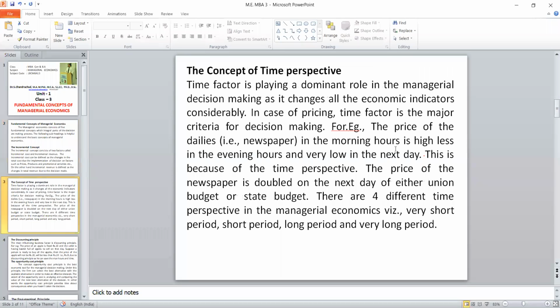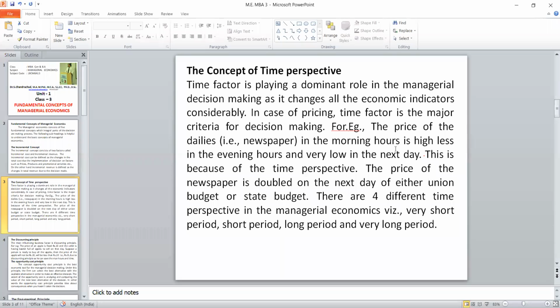Then coming to the second one, the concept of time perspective, because time plays a dominant role in a business. What is the price of today's daily? Maybe The Hindu is 3 rupees. Suppose it is budget day, then tomorrow you may have to pay more, even sometimes 10 rupees. What is the value of today's newspaper? It is 3 rupees. What about the price of the newspaper tomorrow? It is nothing. The day before it will be more than that.